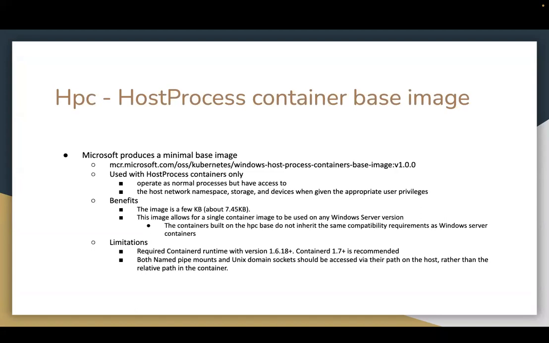In the meanwhile, there are some limitations for HPC. First, it requires the containerd runtime with Windows 6.18, and containerd 1.7 is recommended. The second limitation is that both named pipe mounts and Unix domain sockets should be accessed with the host path, but we cannot use the host process container relative path in the containers.